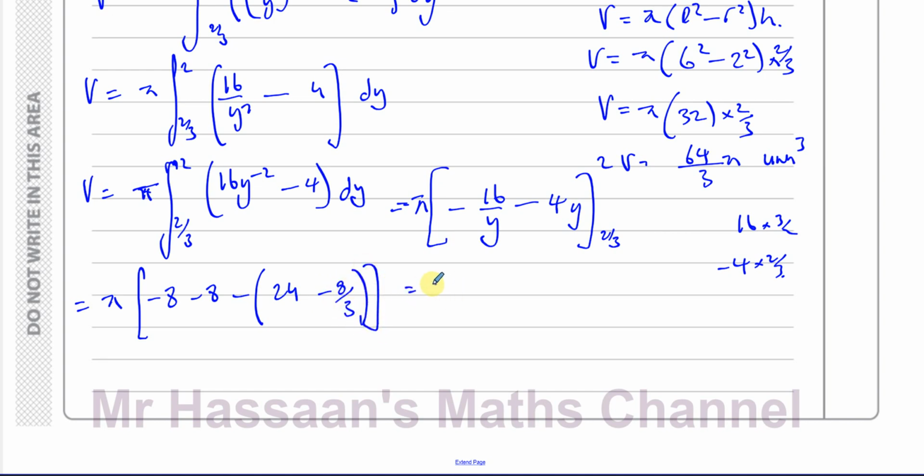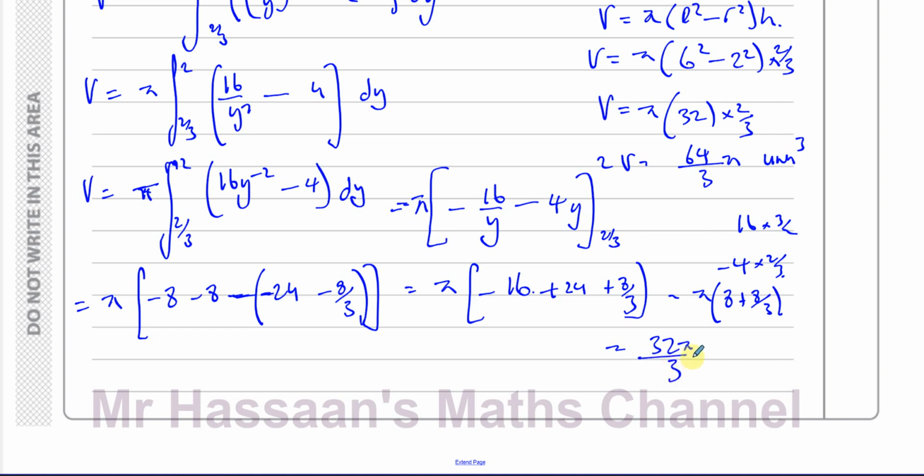Okay, so we're almost there. So you have pi times minus 16, minus, that's a minus here, so it'll be plus 24 and plus 8 over 3. Sorry about that, because that's a minus and that's also a minus. So that's plus 24, so that's 24 minus 16, which is 8. So you end up with pi times 8 plus 8 over 3. That's 24 over 3 plus 8 over 3, which is equal to 32 over 3 pi. And that is the answer for this question.